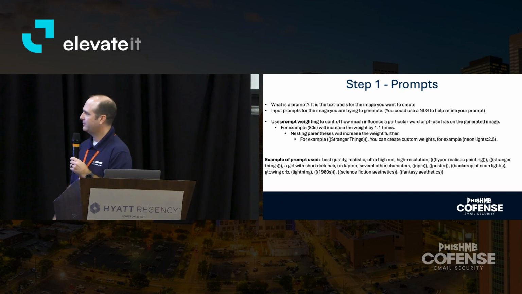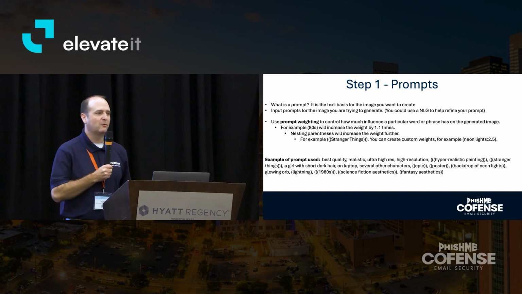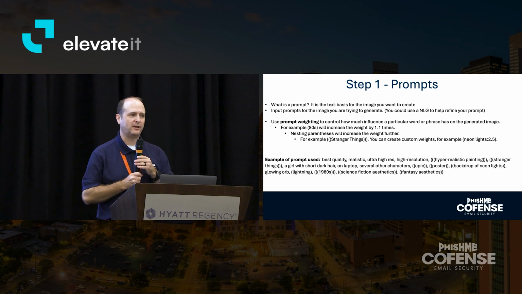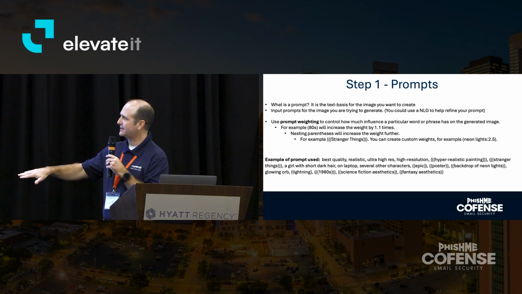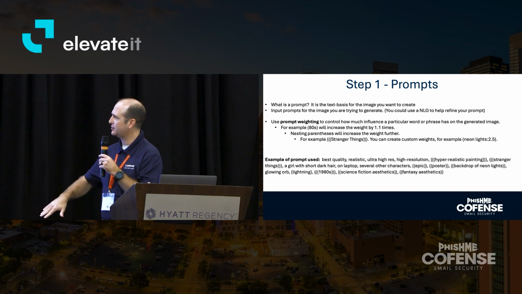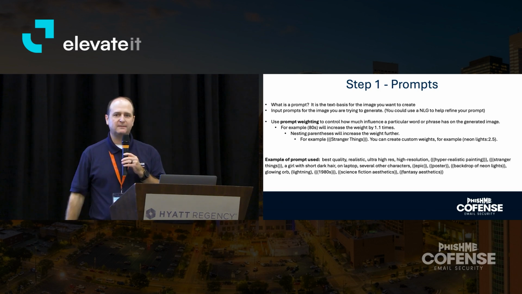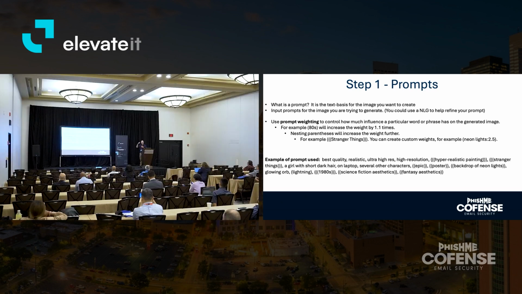Here's an example prompt, and I'm going to read through this, not because I think you're illiterate, just because it gets kind of amusing. So, best quality, realistic, ultra high res, high resolution. Isn't that redundant? Yes, it is, but this is pattern matching. It's not reading it like a human, it's reading it like a machine. Triple parentheses, hyper realistic painting. It's got all the artistic types in the world known to humans to choose from. You need to be super specific about telling it what type of artwork you want.